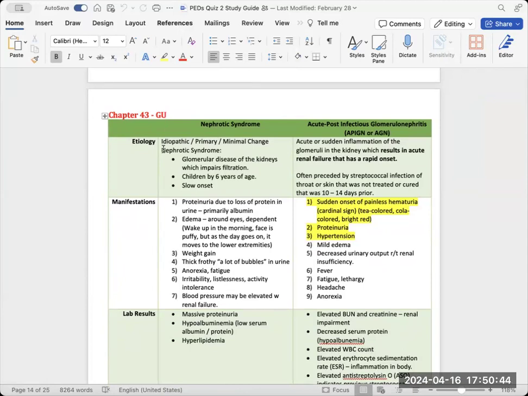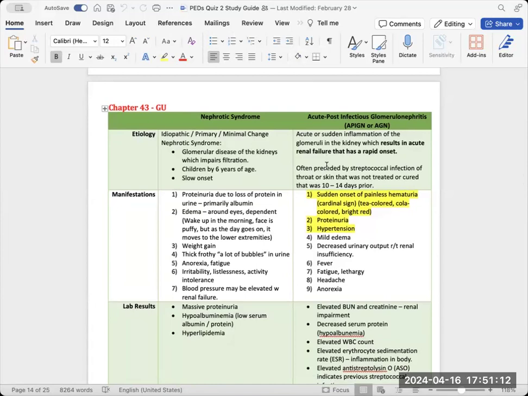The first one I want to start with is acute post-infectious glomerulonephritis, or APIGN or AGN. Acute, or sudden, inflammation of the glomeruli in the kidney results in acute renal failure, and it's very rapid. This is preceded by a streptococcal infection of the throat or skin that was not treated or cured, that was 10 to 14 days prior.